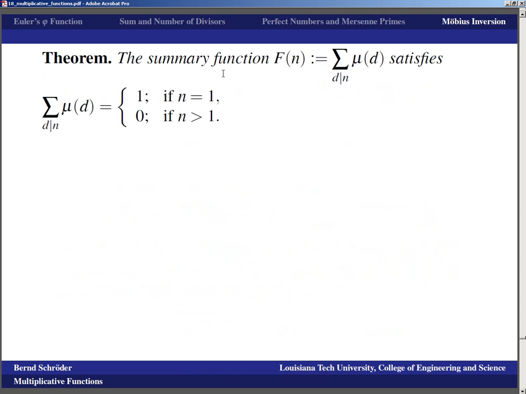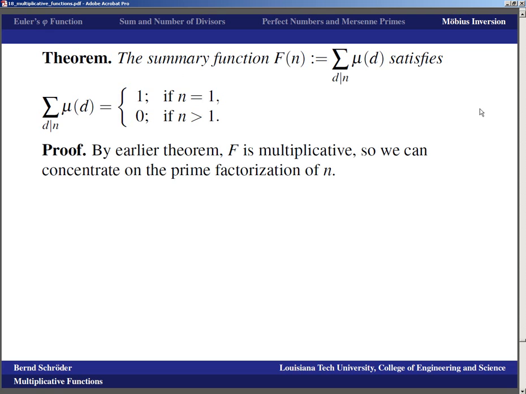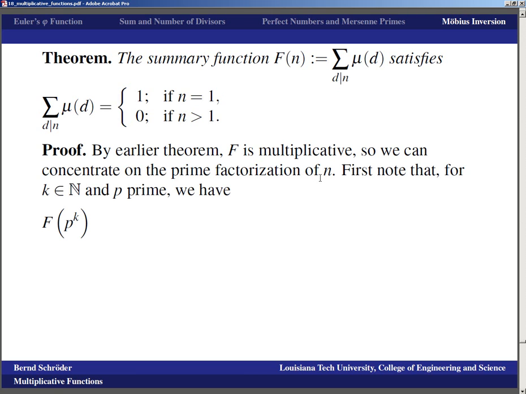Okay, the summary function, f of n, which is the sum over all divisors of n, mu of d, satisfies that the sum over d dividing n of mu of d is 1 if n is equal to 1 and 0 if n is greater than 1. So we're basically just building up some facts about the Möbius function, similar to what we've done for the Euler-Phi function. It's just that for the Euler-Phi function we saw a little bit more motivation early on. And here's the proof. Well, we've got an earlier theorem that says that the summary function is multiplicative, and so that means we can concentrate on the prime factorization of n.